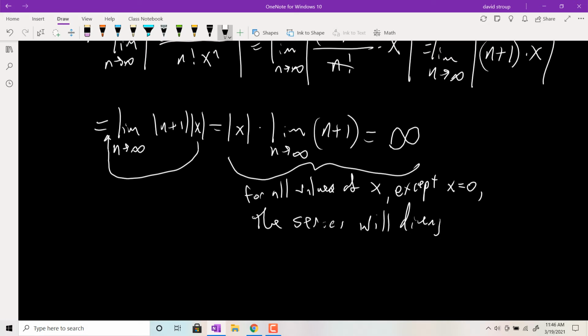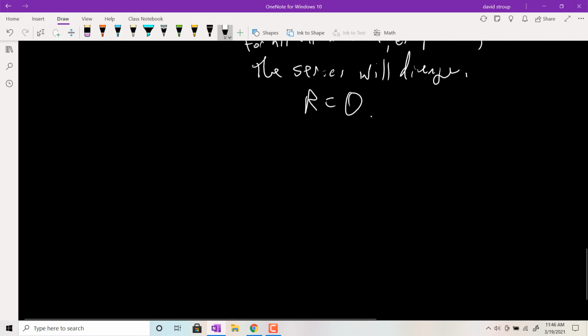Okay. And then in that case, your r will equal 0. The radius is 0, so the smallest radius possible. Okay, let's look at another one.